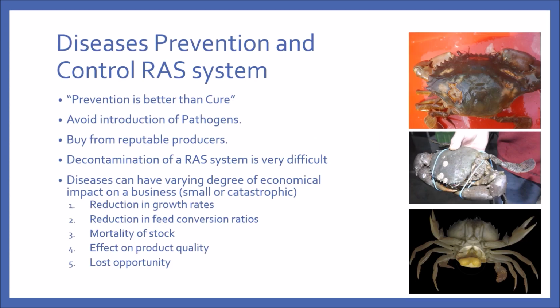The idea of disease prevention and control in a RAS system is to adhere to the principle that prevention is better than cure. Firstly, you need to avoid the introduction of pathogens by buying from reputable producers and also choosing crabs that are fit to be farmed in aquaculture systems. Decontamination of a RAS system is extremely difficult. We will explain in a little bit.